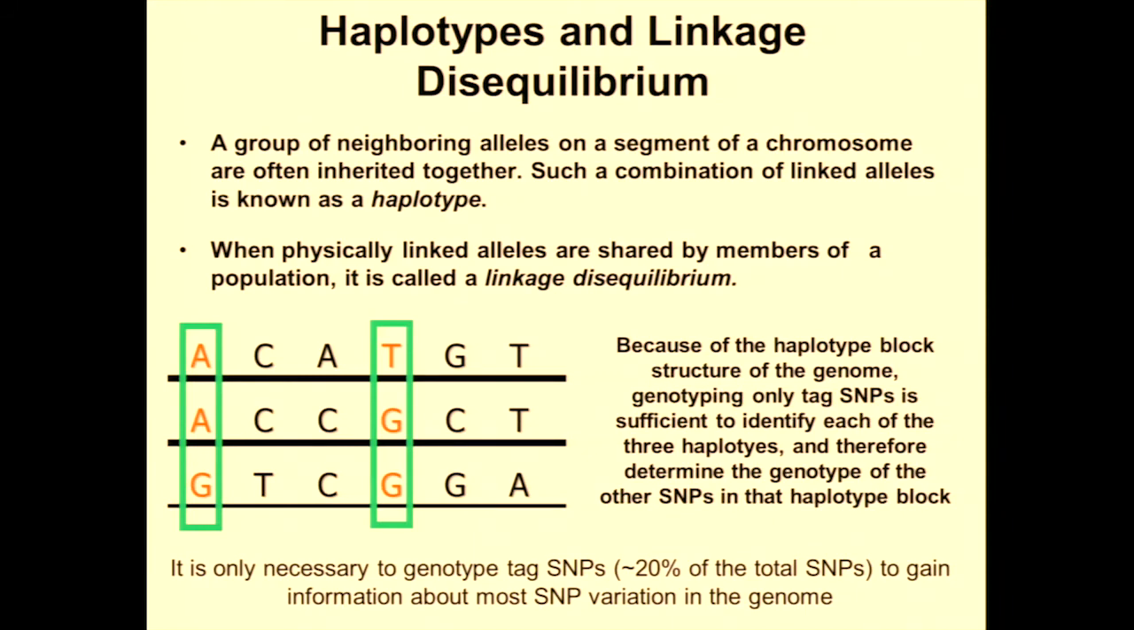And so this idea has basically led to how companies like Illumina and Affymetrix were able to produce genotyping arrays that can assess the large amount of common variation in our genomes only through genotyping a subset of the variants that we actually have. So it means you don't need to genotype everything, you can just genotype maybe 10 or 20% of our SNPs and you still know nearly all the information.